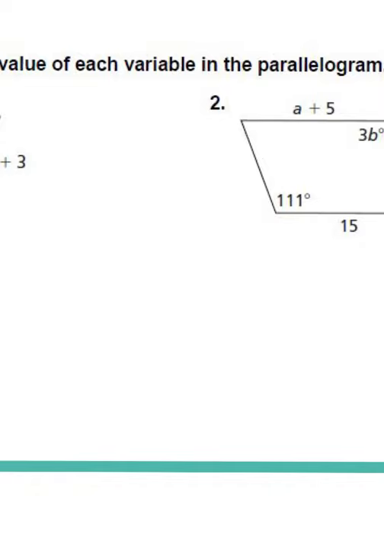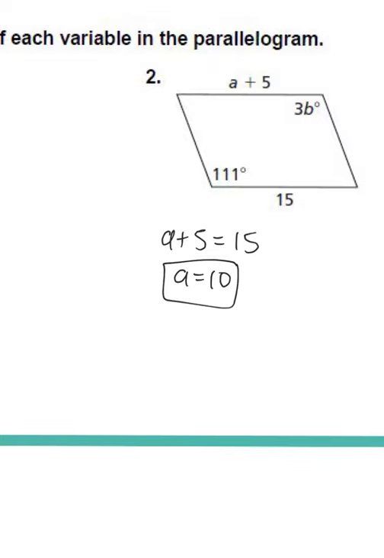Give me the equation for a. Someone. Good. a plus 5 equals 15. So what's a? 10. Awesome. Good. What else? How do we solve for b? 111 equals 3b. Good. 111 equals 3b. Why?